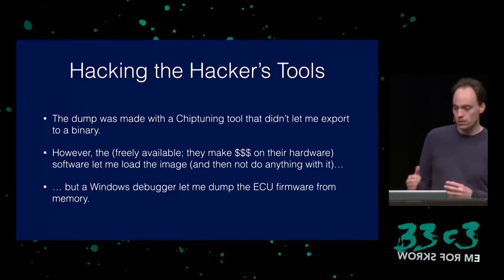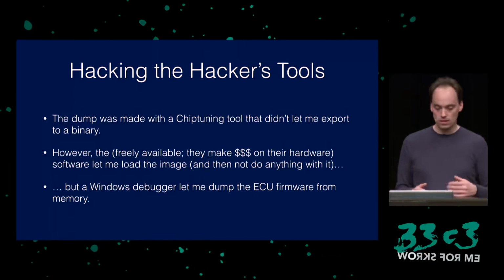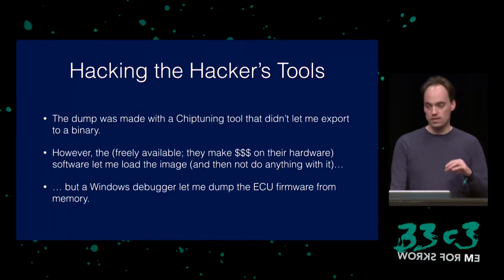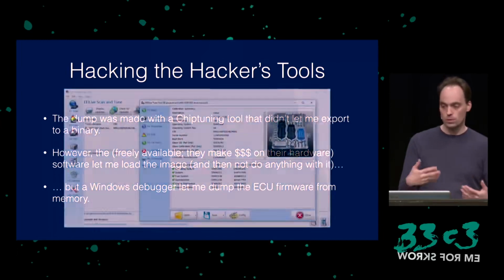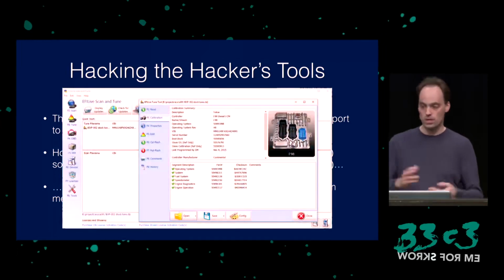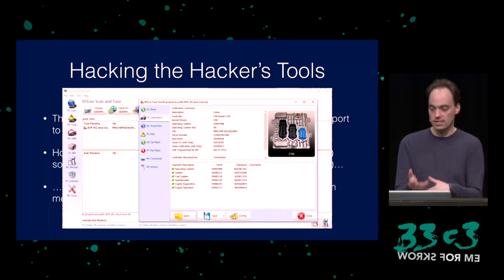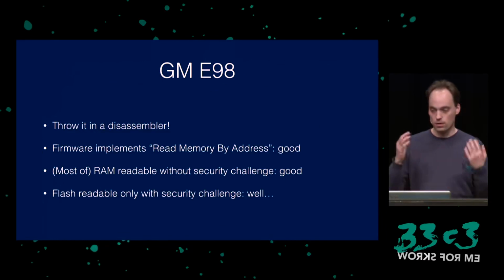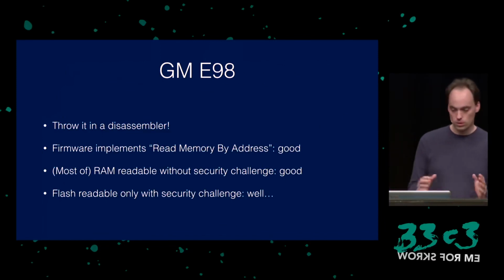Yeah, so the dump was made with this tool, and the tool did not let me export the binary. And the tool is free. However, to use any of the features in that software, you have to buy their expensive hardware that then connects to the car, which I didn't want. So this is how their software looks like. I loaded the image I found on the internet, and I couldn't save it or anything without having the device attached. However, I can just use a memory debugger and just dump it from the address space. And that gave me a first firmware image to start with.